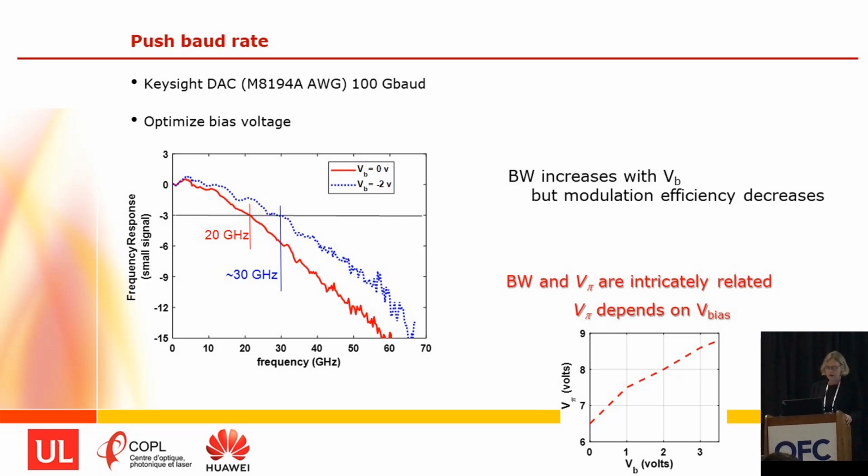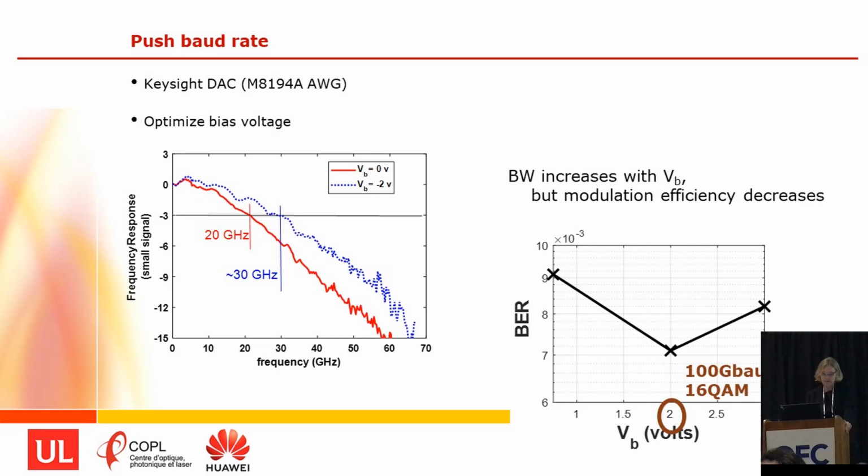For that reason, we sweep the available operating point and look for a minimum in the bit error rate. And for 100 gigabaud operation, this happened at 2 volts bias. Just to compare that with our previous demonstration, when we were operating at 84 gigabaud, this balance actually occurred at 0.75 volt bias. So we can see it's important to do this optimization.